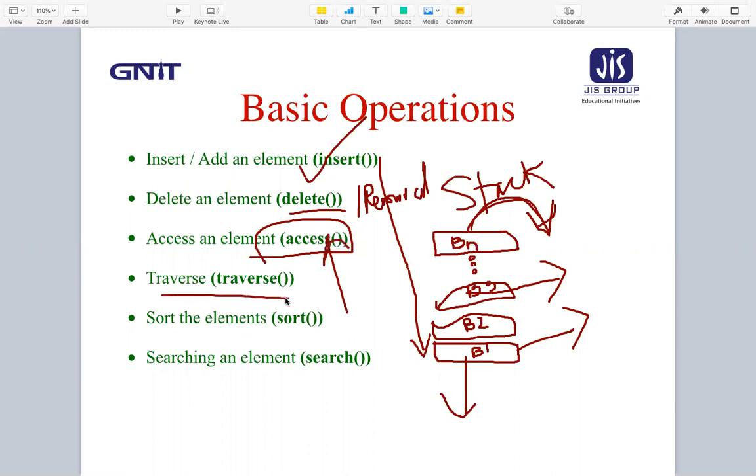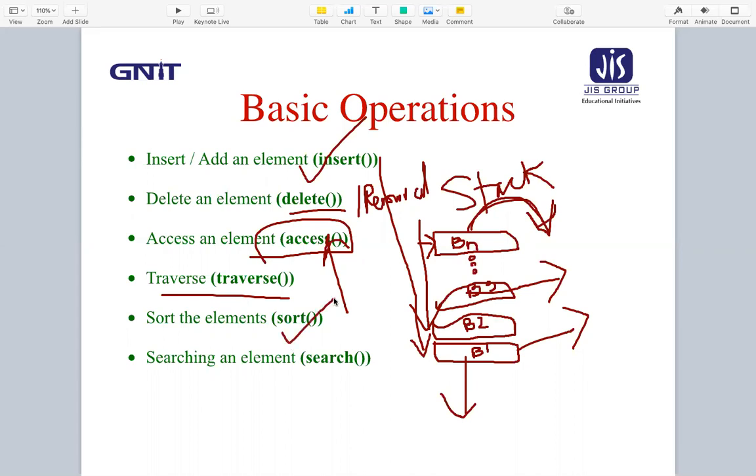Next is traverse. Traversing means visiting each element of a data structure. So we have this stack of n number of books and we are traversing from Bn. Now remember, because in this case the first element is the nth book, the traversal will be in this direction from top to bottom, top down. So traversing means visiting each element of the data structure.